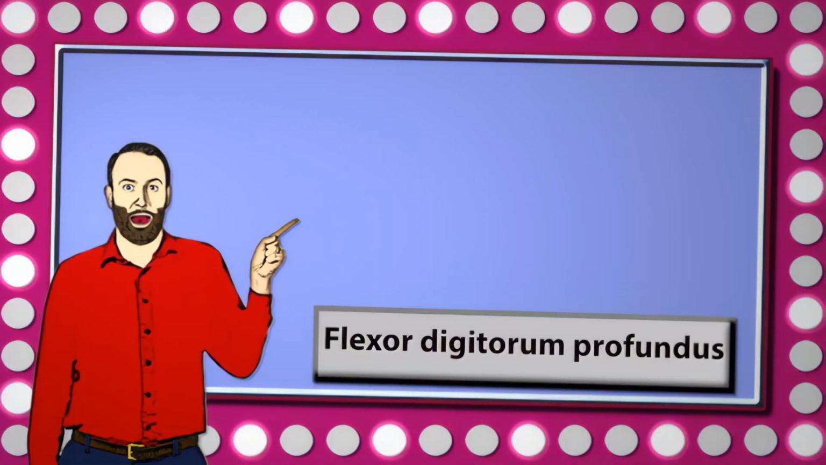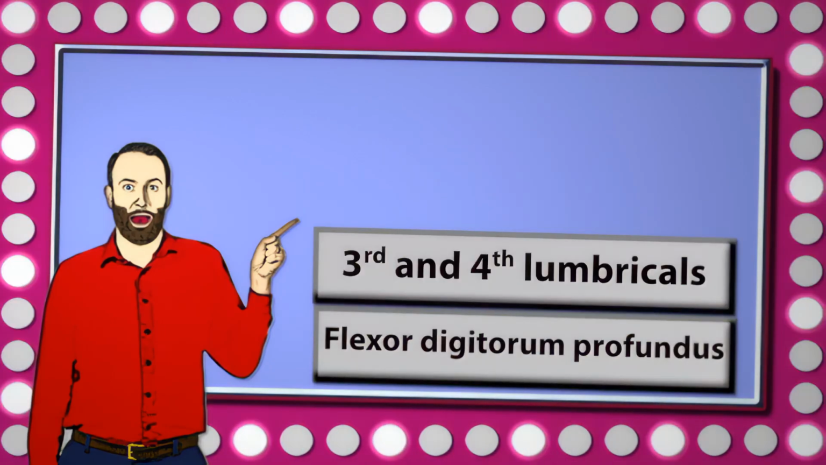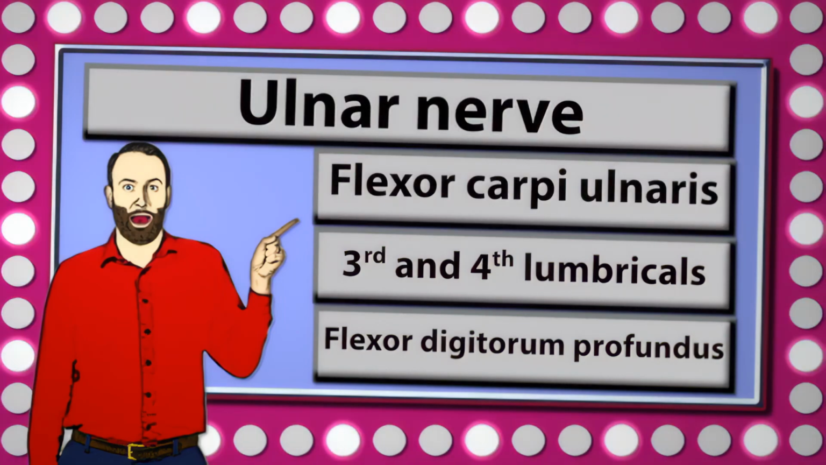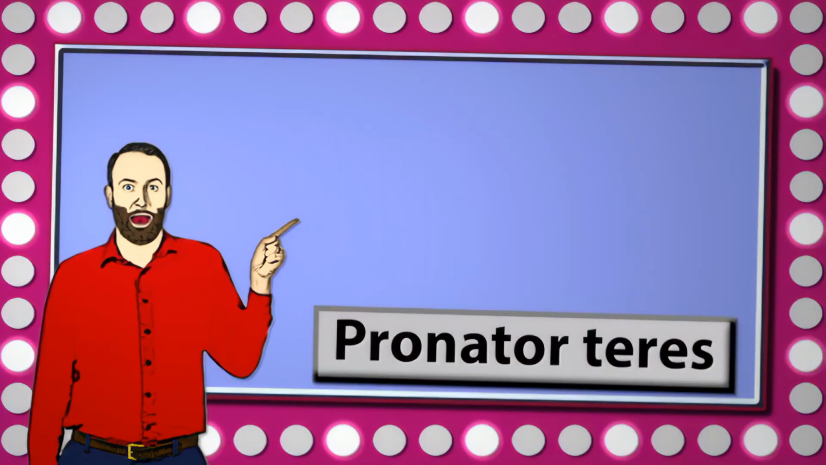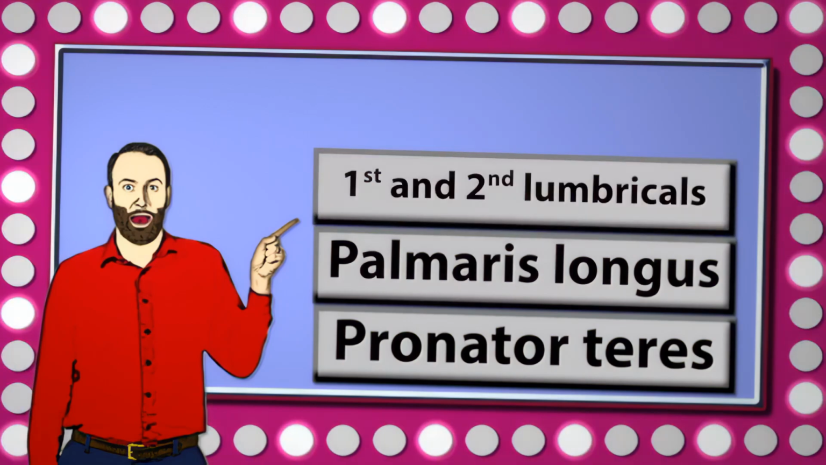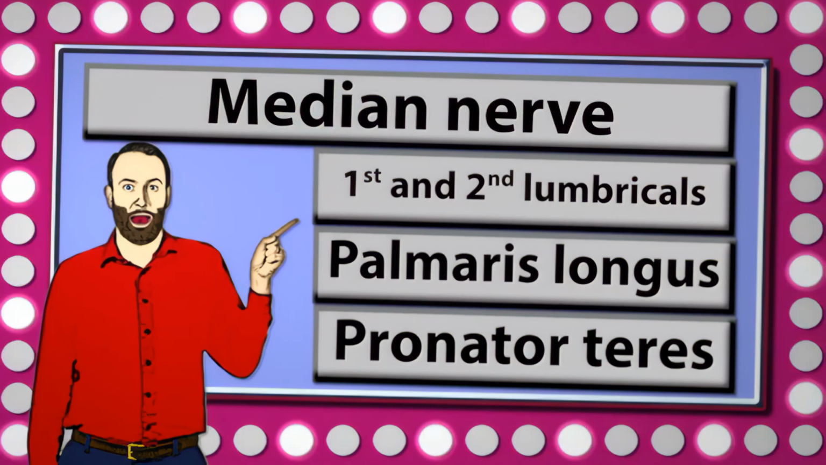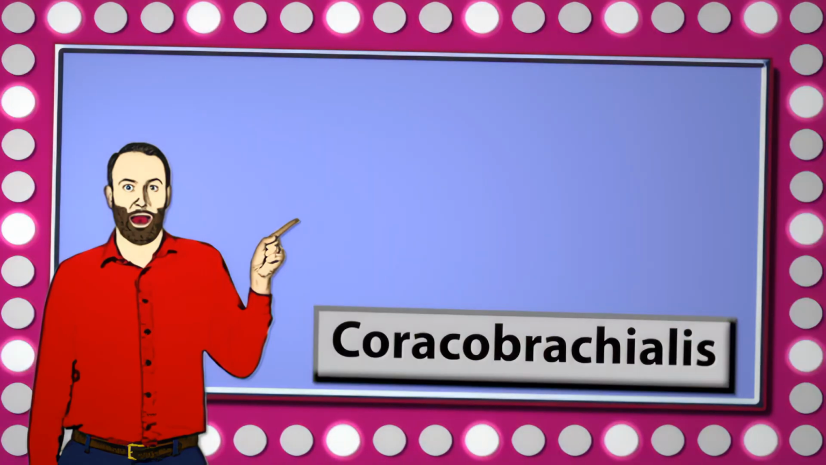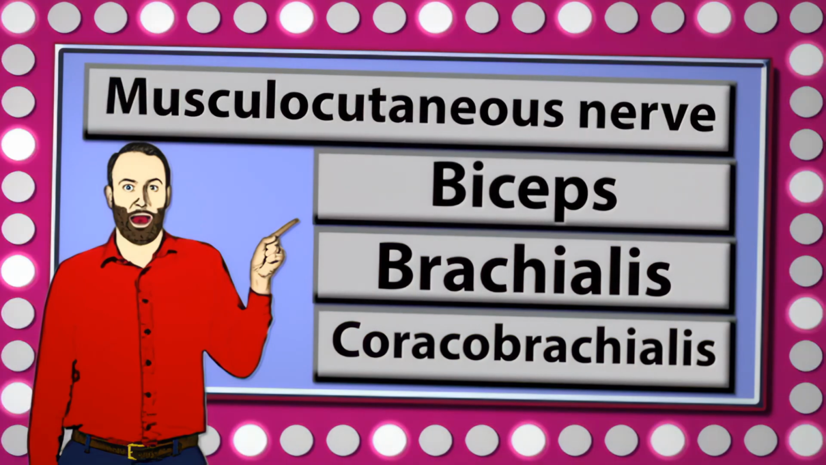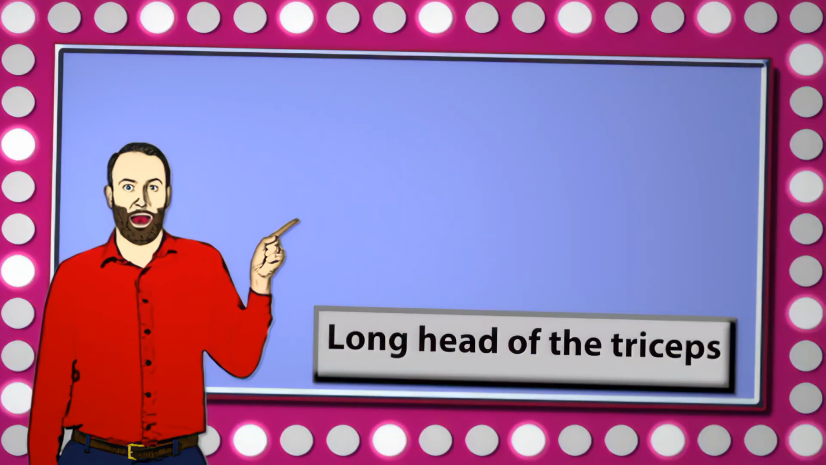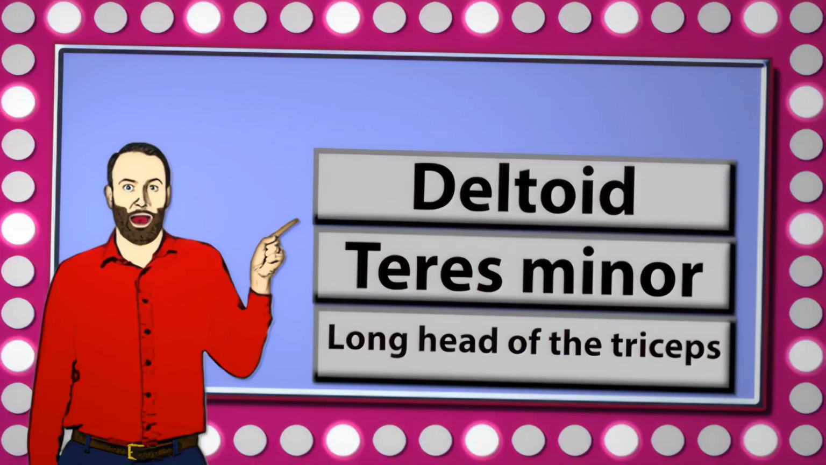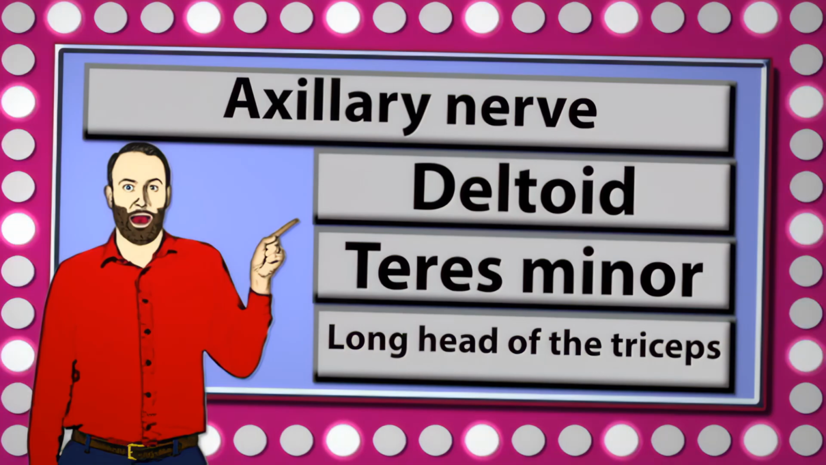Next, flexor digitorum profundus, third and fourth lumbricals, flexor carpi ulnaris. Answer, ulnar nerve. Next, pronator teres, palmaris longus, first and second lumbricals. Answer is median nerve. Next, coracobrachialis, brachialis, biceps. That's going to be the musculocutaneous. Next, we have long head of the triceps, teres minor, deltoid. The answer is axillary nerve.